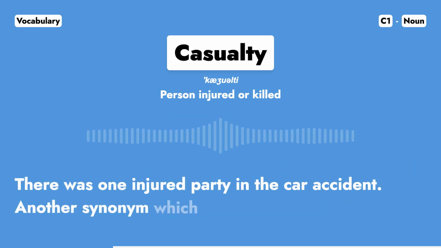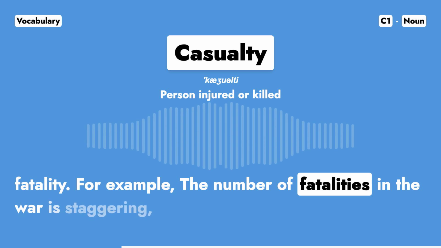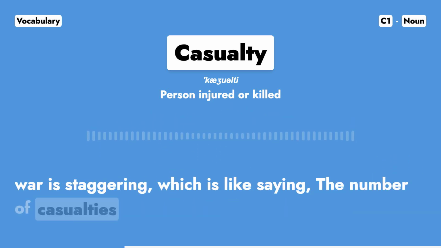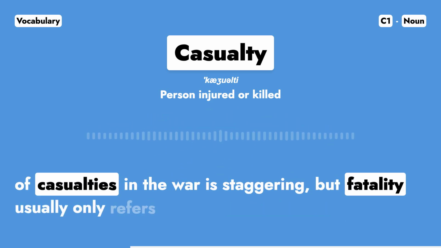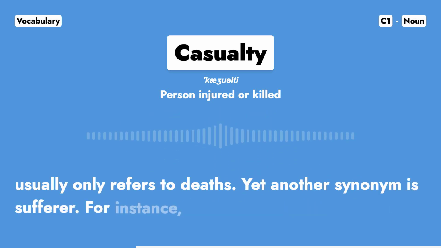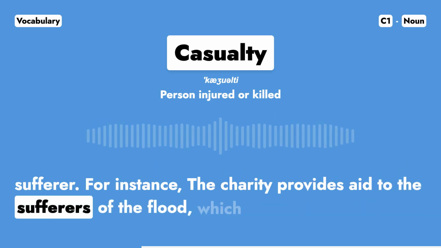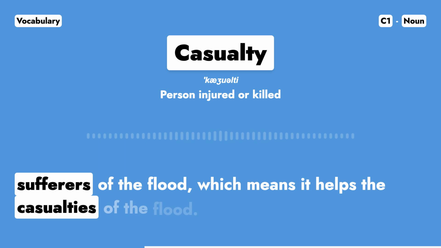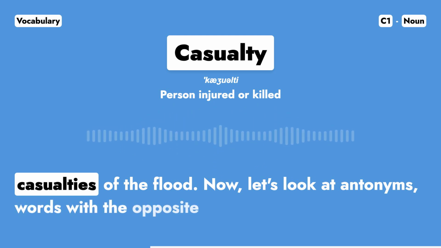Another synonym, which is a bit more formal, is fatality. For example, the number of fatalities in the war is staggering, which is like saying the number of casualties in the war is staggering, but fatality usually only refers to deaths. Yet another synonym is sufferer. For instance, the charity provides aid to the sufferers of the flood, which means it helps the casualties of the flood. Now, let's look at antonyms, words with the opposite meaning.